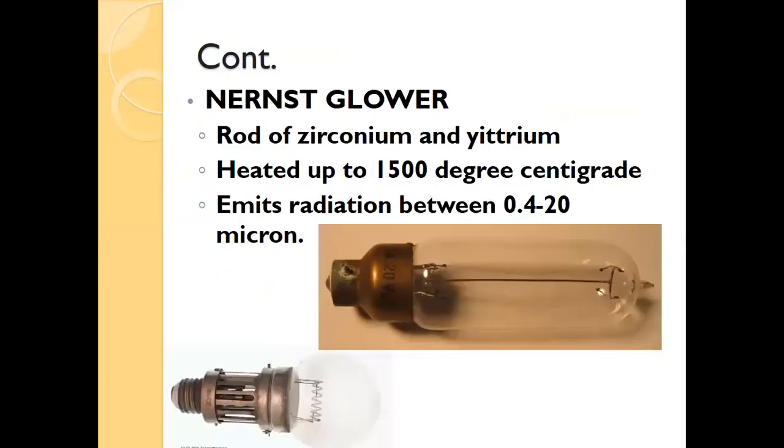Another is the Nernst glower, made of zirconium and yttrium oxides. It is heated up to 1500 degrees centigrade. It emits radiation between 0.4 and 20 microns.